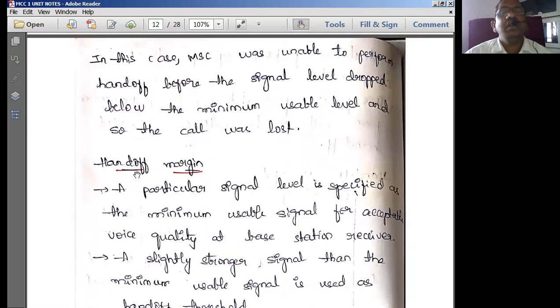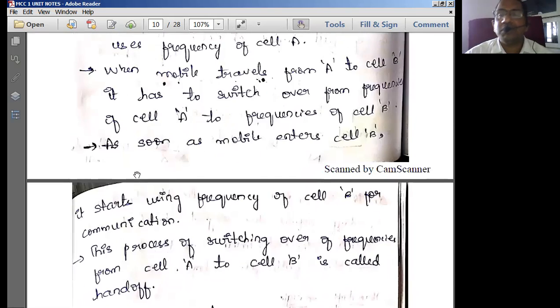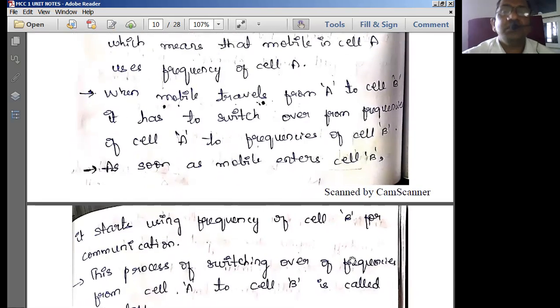So these are the basic underlying concepts of frequency reuse and the handoff process. In today's session we'll end with these two.